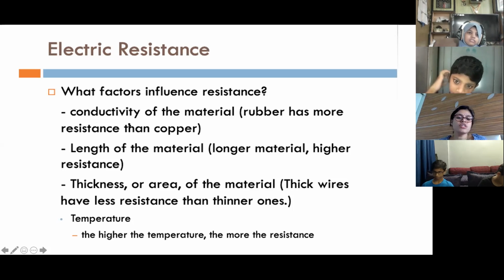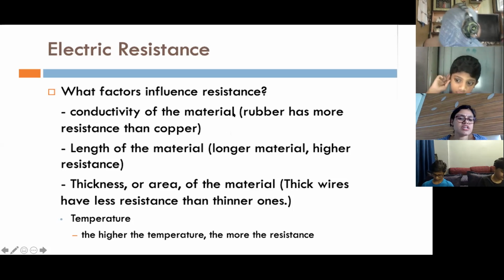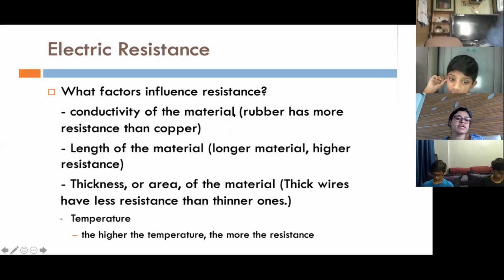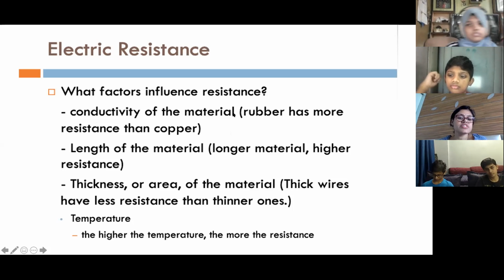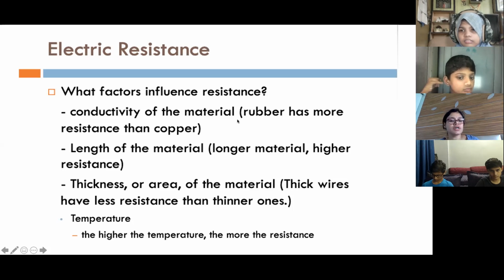Resistance depends on the material. Means if it is an insulator, you know that an insulator does not allow the current to flow through it. Why? Because there are negligible free electrons, and that is why resistance is very high, and it does not allow the current to flow through it. So first point, it depends on the material of the conductor.